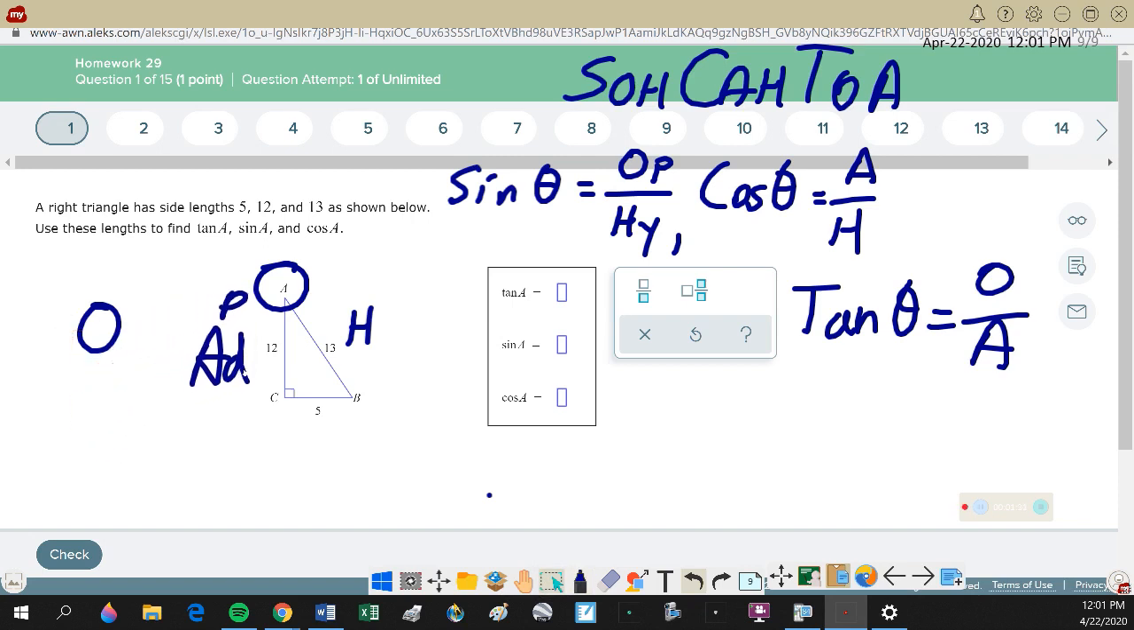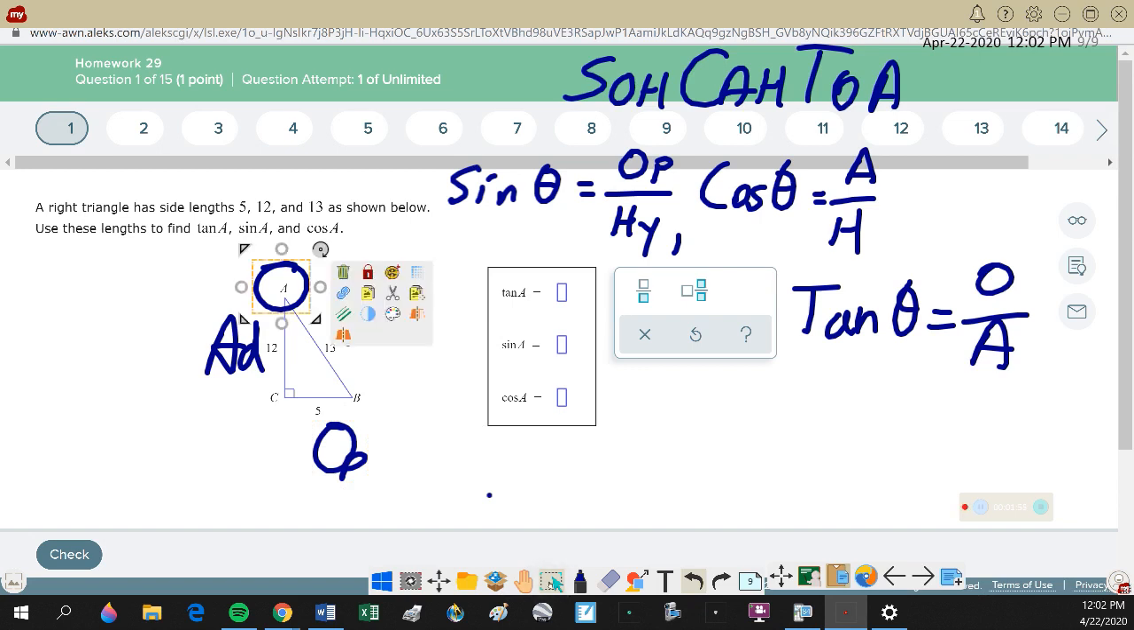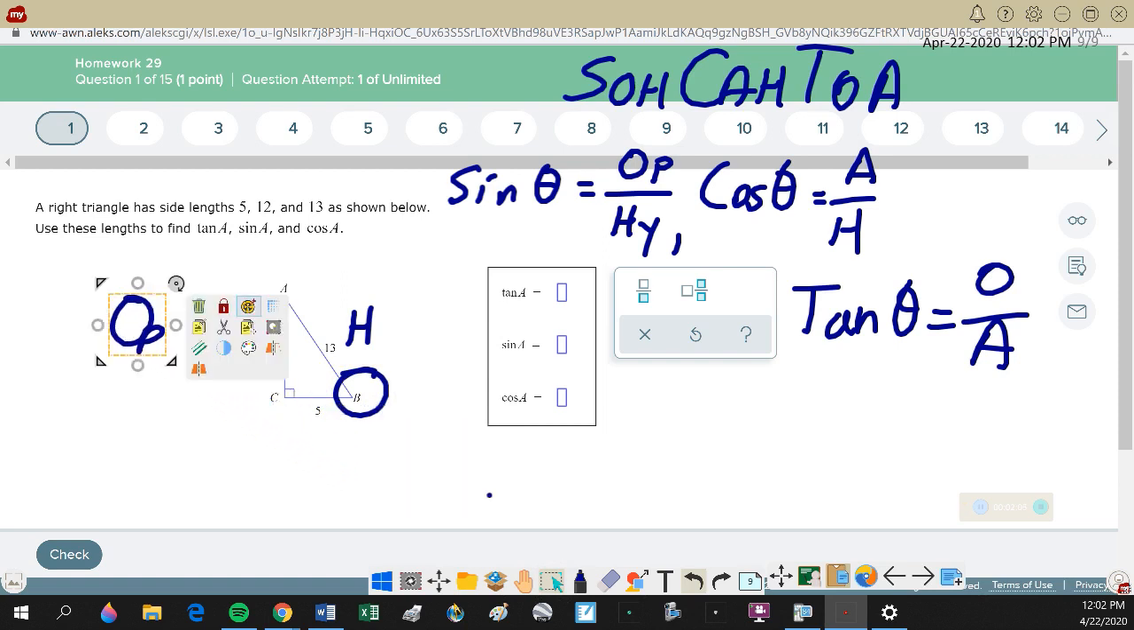So if A was my angle, oops, that's not what I wanted. If A is my angle, then 12 would be adjacent because that is next to A. And then 5 would be opposite because it's not next to A. Now, if you decide to put your angle as B, then your O and your A will switch places.